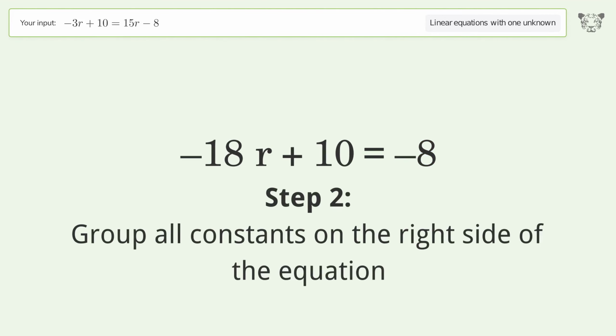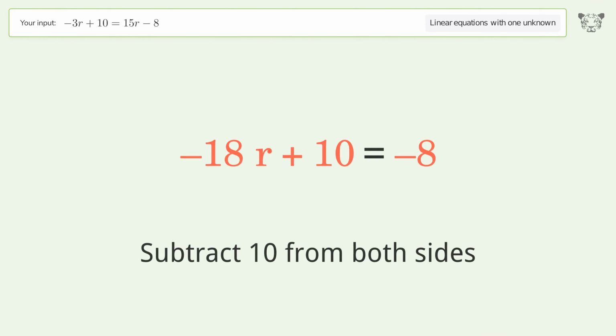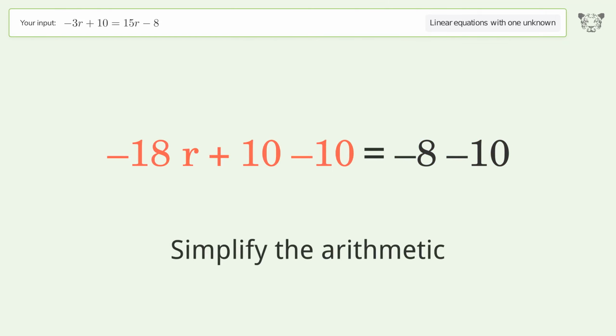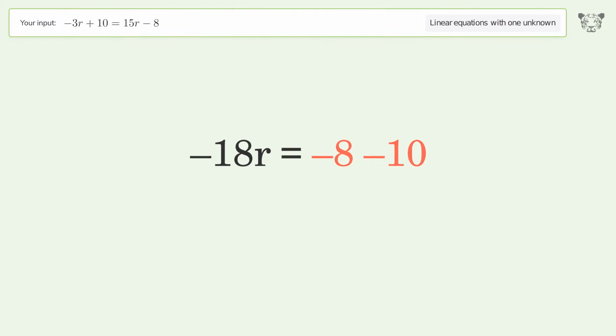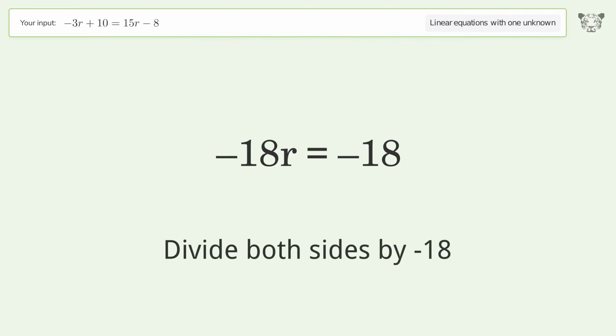Group all constants on the right side of the equation. Subtract 10 from both sides. Simplify the arithmetic. Isolate the r. Divide both sides by -18.